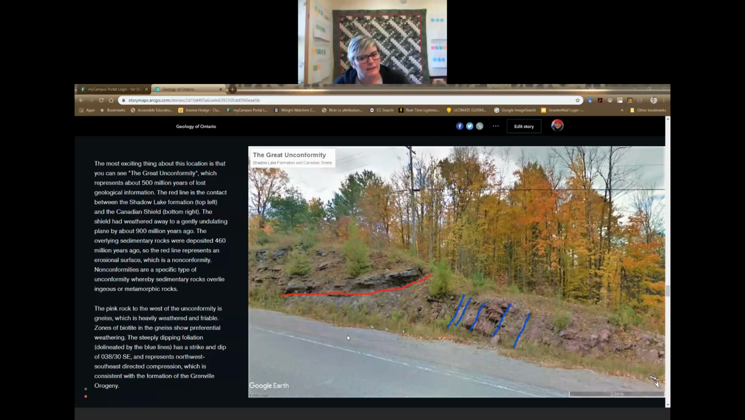So what that red line in the image actually represents is an erosional surface. And this particular type of erosional surface is a nonconformity. So nonconformities are specific unconformities where sedimentary rocks overlie the igneous or the metamorphic rocks. Now, if you want to have a look at a bit more information about unconformities, you can take a look at page 335 in chapter 16 of your textbook, or read the geological time presentation that's posted on D2L.